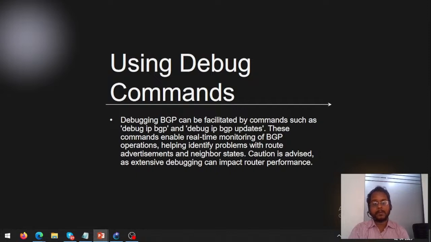Debugging is a very important part of BGP, and it can be facilitated by commands such as debug ip bgp. It will show you in real time the packets flowing between the routers in BGP, and debug ip bgp updates will show you the update packets of BGP. These commands enable real-time monitoring of BGP operations and help identify problems with route advertisements and neighbor states. Caution is advised, because extensive debugging can impact router performance, as it is CPU intensive. If you run debug commands, the router performs with high CPU utilization, so you should not run debug commands unnecessarily.